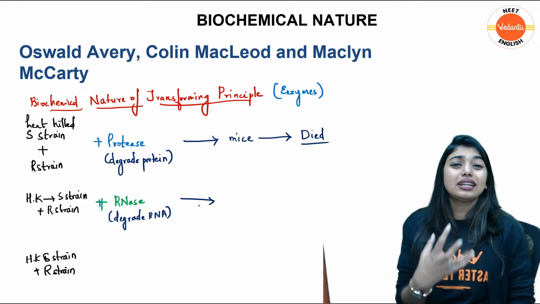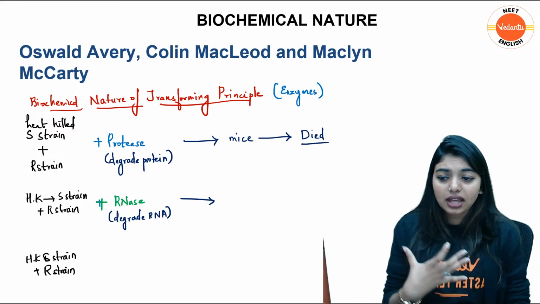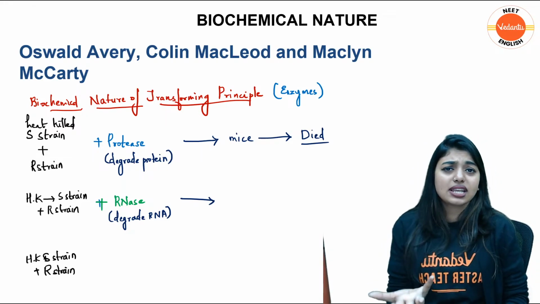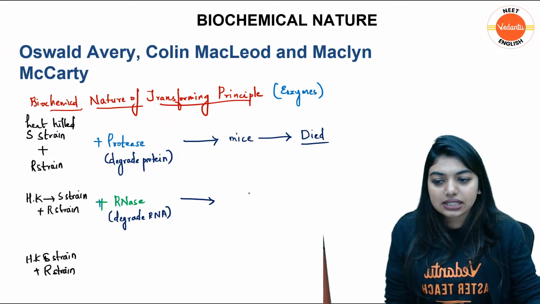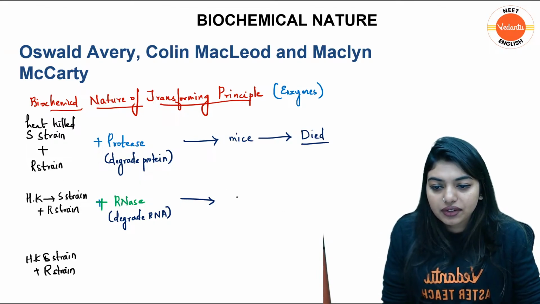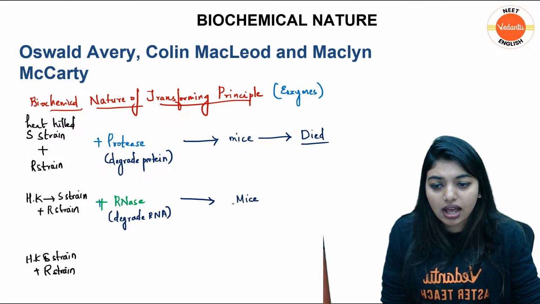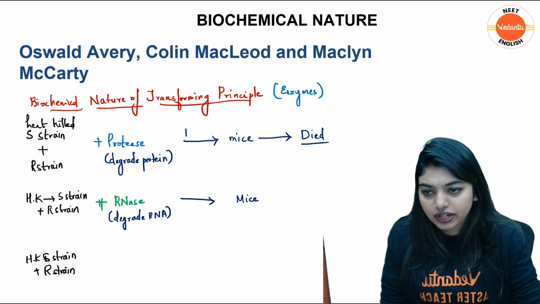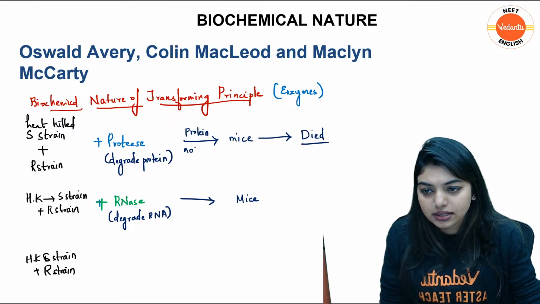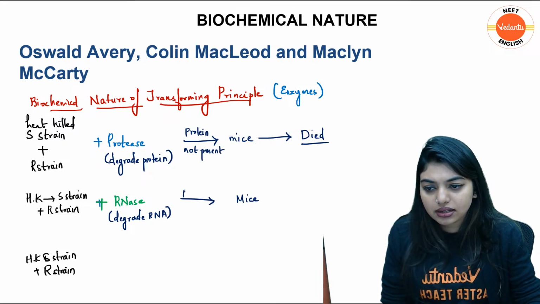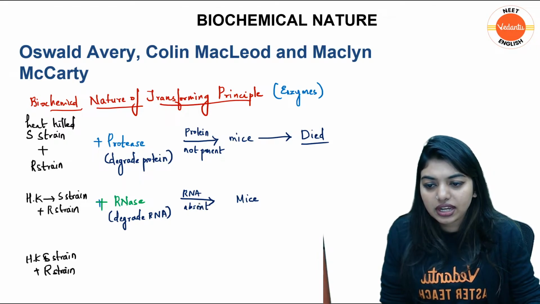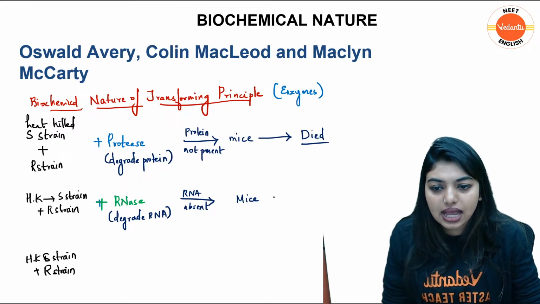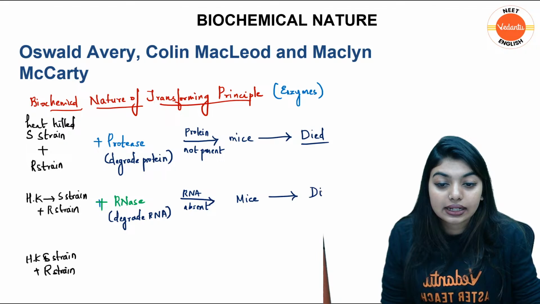So if RNA was the genetic material, then what is expected? Simple as that. If we inject this into the mice, the RNA has almost vanished. Here we can also write that protein is not present. The protein got degraded, so protein is not present, and here RNA is absent. So we inject this combination into the mice and the mice still dies.